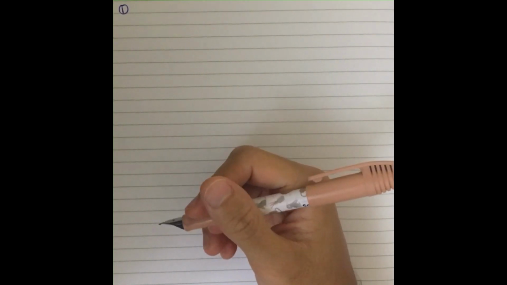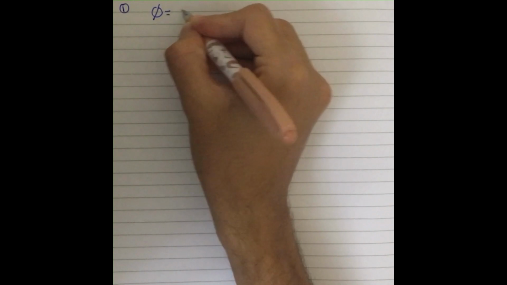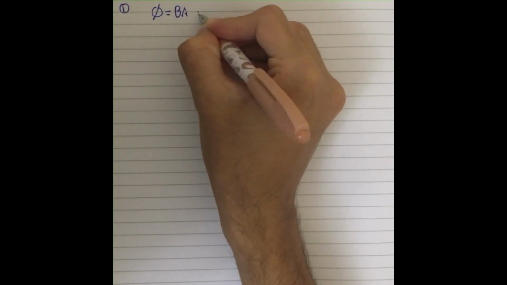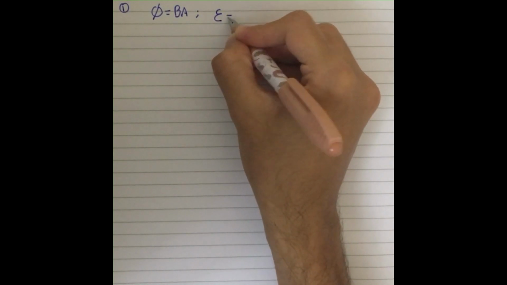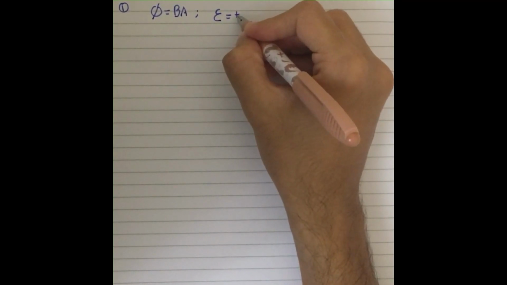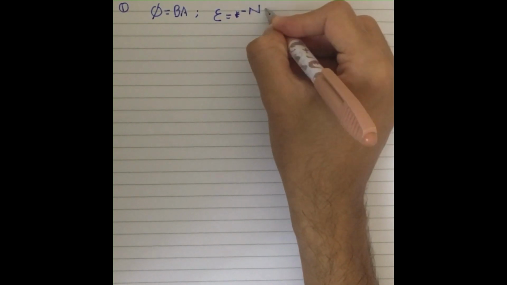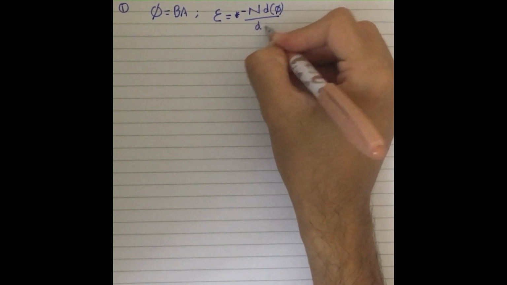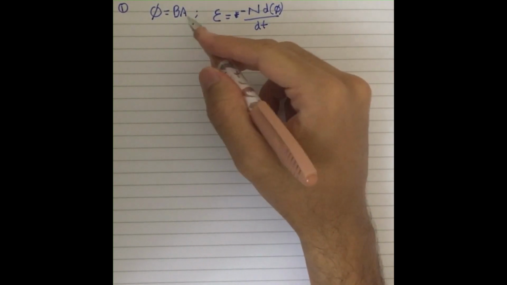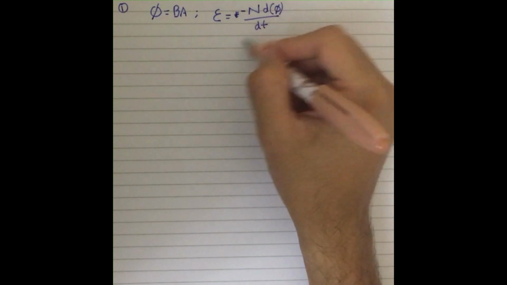There are two ways to do it. I'm going to do the first way right here, and the second way I'm going to do in the next video, right? The first way, I'm going to use the simple formulas, which are this formula, BA, I'm going to tell you why I'm using this, and this formula, negative N d phi by dt, right?